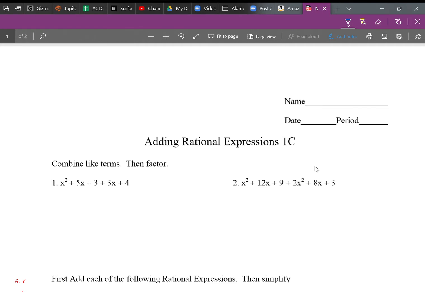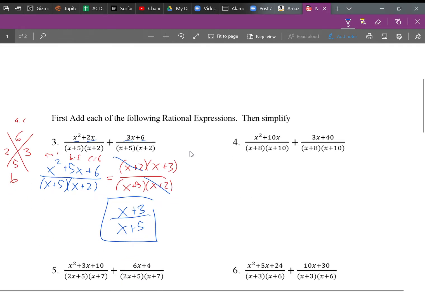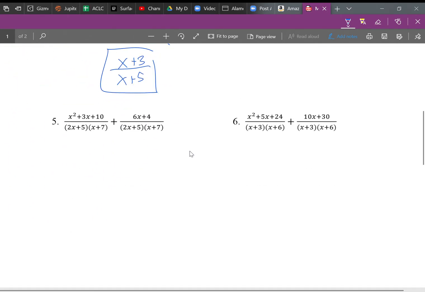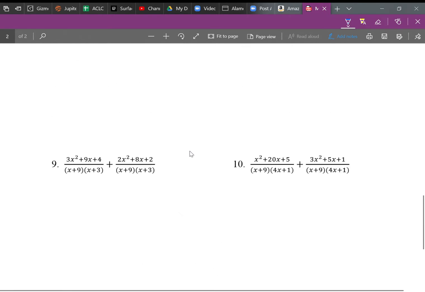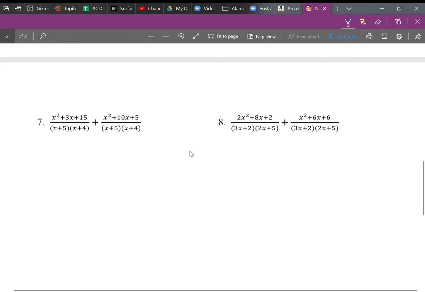Let's go ahead and do another problem on adding rational expressions, number 1c. We did number 3 a little while ago. Let's jump down to what? Let's just do 7. How about that?